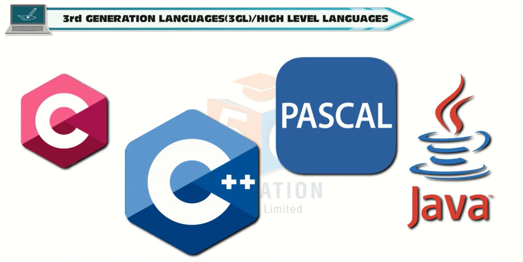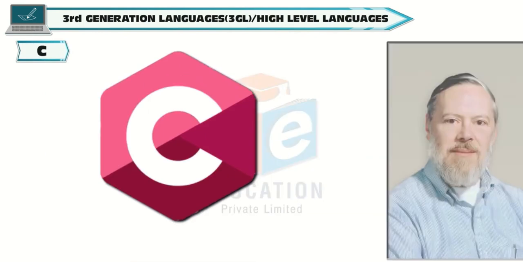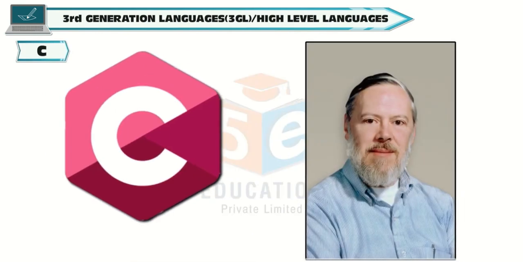Let's get familiar with some popular third-generation programming languages. C. C was created by Dennis Ritchie in 1972 while he was working at Bell Laboratories. This was an upgraded version of the B programming language. The language gained popularity and commercial success over the years. Even today, C is widely used as a programming language.